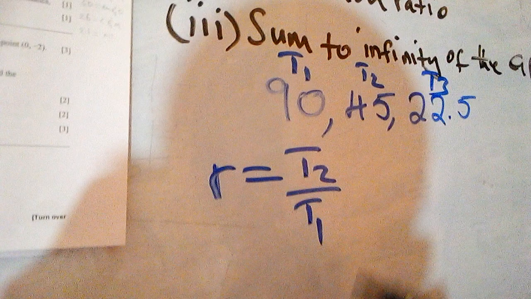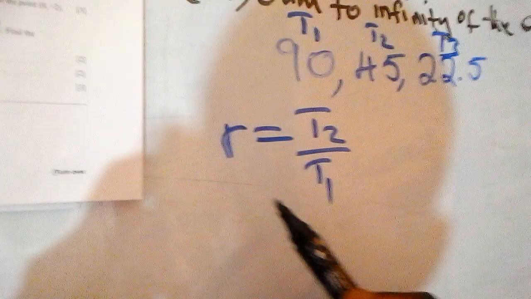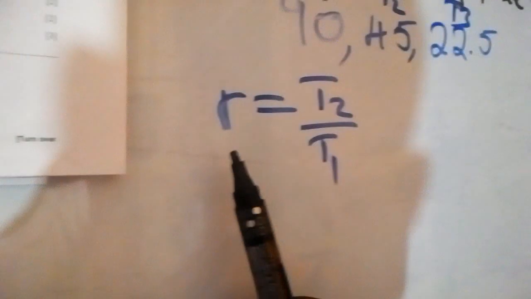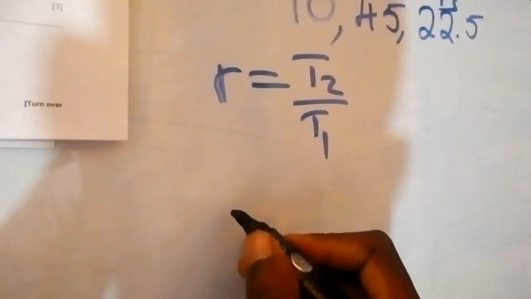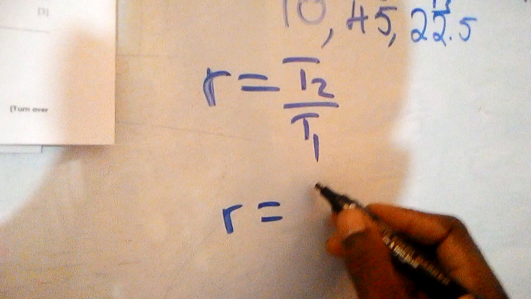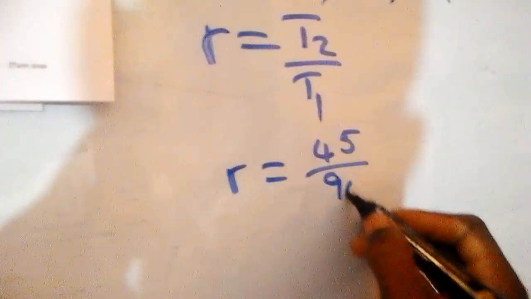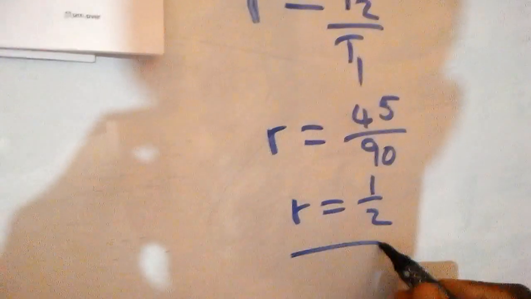All we need is just two consecutive terms for us to come up with the common ratio. So R in this case will be R equals T2, which we know is 45, divided by T1, which is 90. If you simplify this, R will be 1/2. And this is the solution. Let's move on to the third and last question.